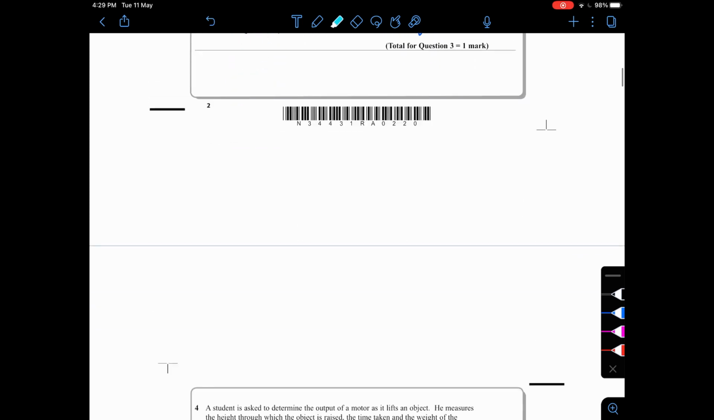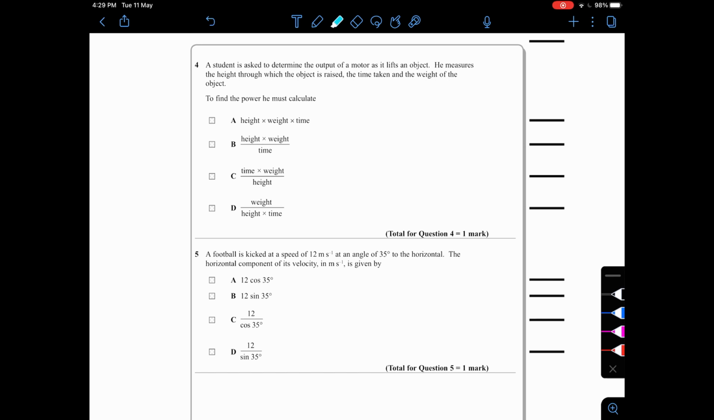All right, so question number 4. A student is asked to determine the output of a motor as it lifts an object. He measures the height through which the object is raised, the time taken, and the weight of the object. So the question asks us to find the power. He must calculate what? In order for us to calculate power, we need to know the formula. Usually the formula for power is power equals work done over time, right? So automatically I know that the denominator must be time, and using that logic I can deduce that A is not the answer because it does not have time in its denominator. B is probably the answer because it has time on the denominator.